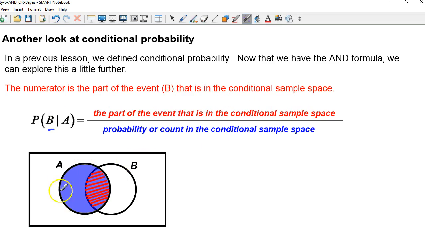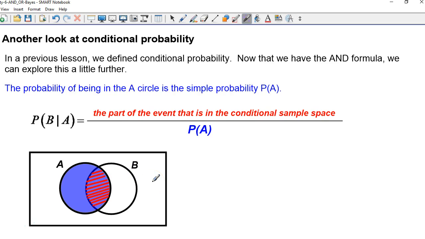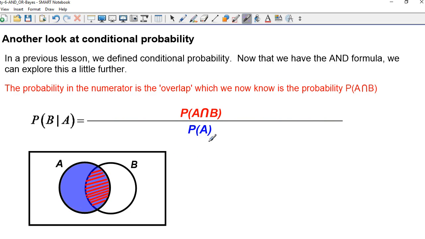So it would be the part of the conditional sample space A that is the desired case, which is event B. So the part of B that's inside of A. So it'd be that shaded region there. Okay, so the probability of being in the A circle, the blue here, is just the simple probability A. It's the probability of A occurring, and so that would be best represented by probability of A. The probability in the numerator is the overlap, which we now know is the probability of A and B. So I'm going to use that symbol for this red part, the probability of A and B.